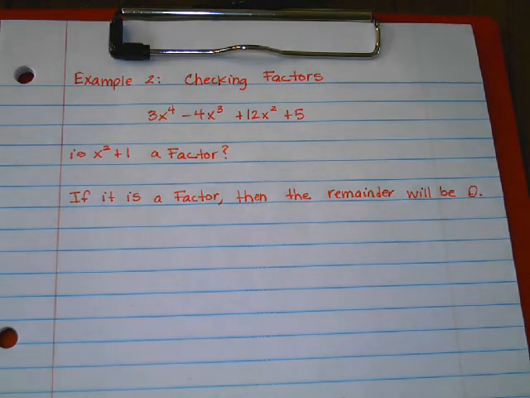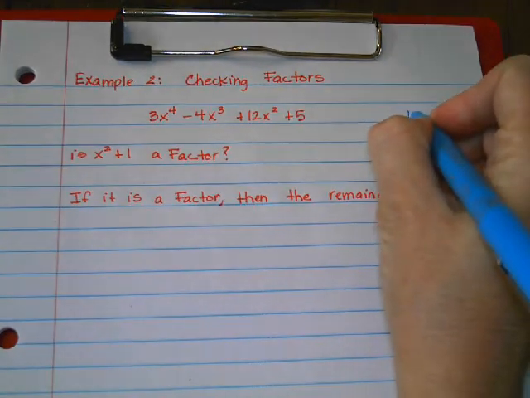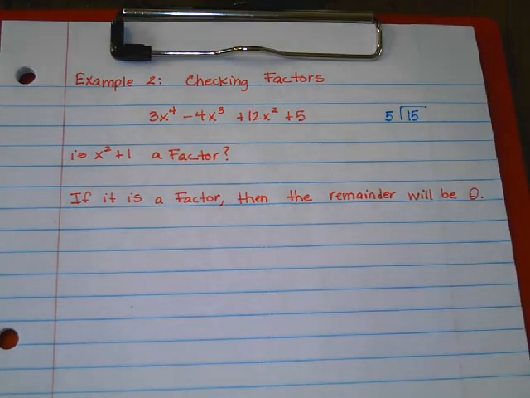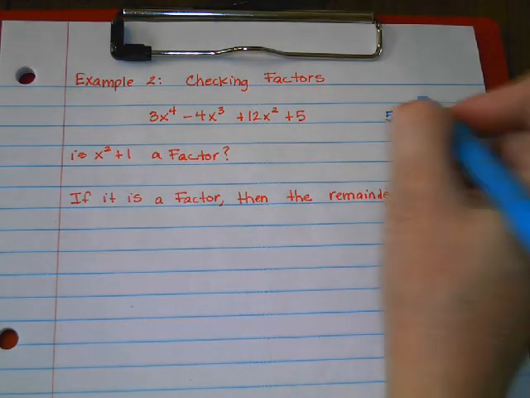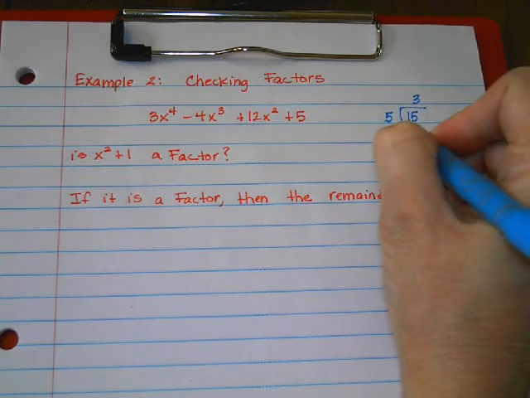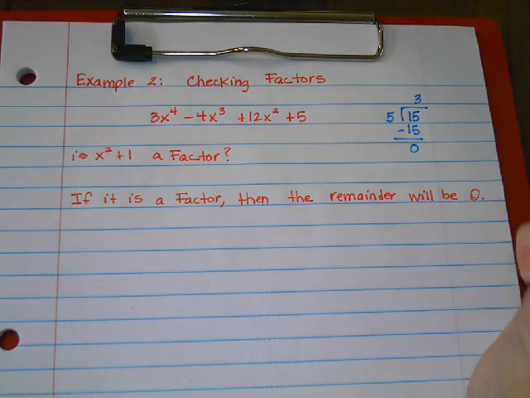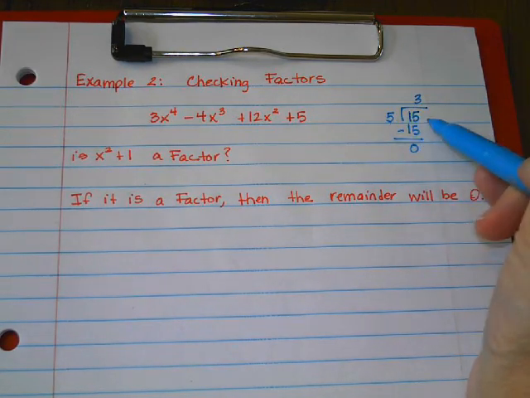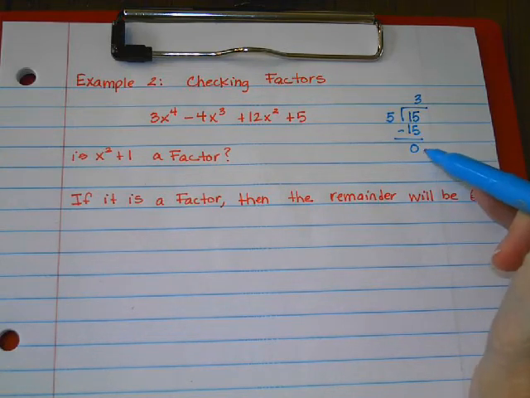So let's do it with something easy instead of something hard. For example, if we take the number 15 and we divide it by 5, we know that 15 divided by 5 is 3. So 3 times 5 is 15. When we subtract, we get a remainder of 0. This means that 5 is a factor of 15, because when I divide 15 by 5, I get a 0 remainder. So that's what they're asking of us.